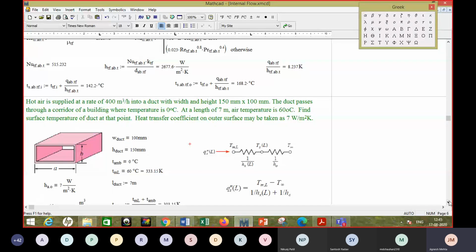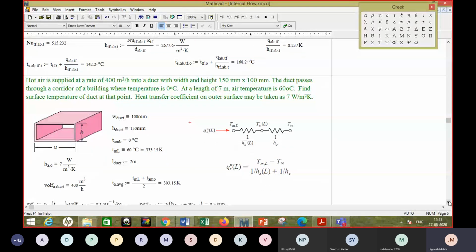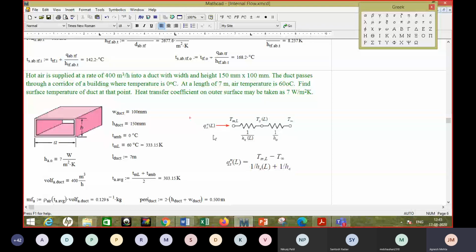Let us talk about this electrical analogy. What is happening is the air inside here is at a higher temperature, so that is shown as T_ML, the mean temperature at length L. And then the surface temperature is taken as a single temperature. Again, a duct is generally a very thin metal duct, so you are not differentiating between inner surface temperature and outer surface temperature. You're just giving a single number, the surface temperature.